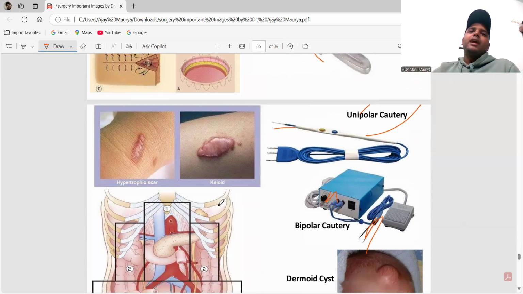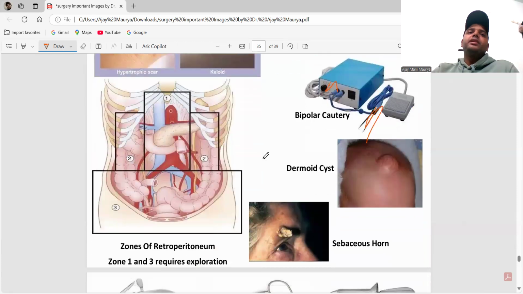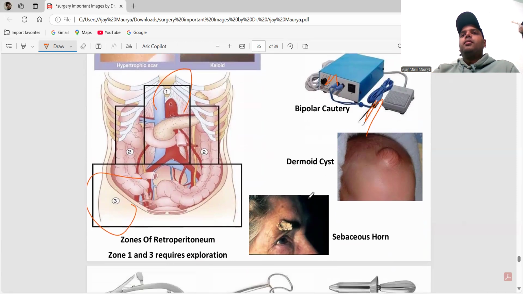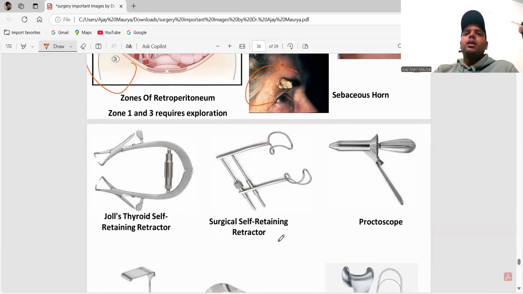This is the hypertrophic scar and the keloid. This is the keloid, guys. Keloid crosses the wound limit, and this one will not cross. For keloid, you have to do triamcinolone injection, guys. Here, guys, is the zone. In zone 1 and zone 3 neck injuries, exploration is required. This is a dermoid cyst. This is the sebaceous gland, guys.